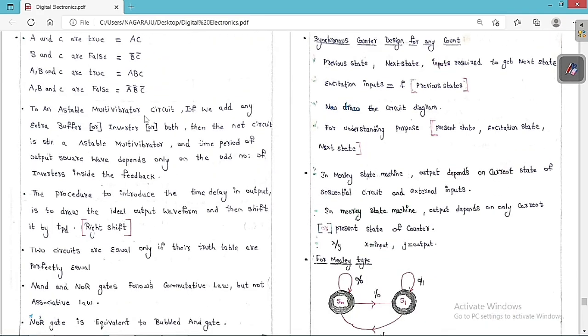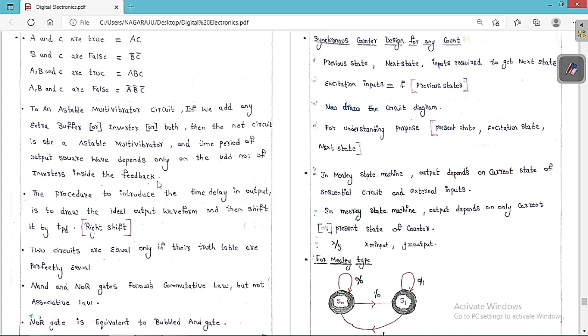In an astable multivibrator circuit, if we add any extra buffer or inverter or both, then the net circuit is still an astable multivibrator, and the time period of the output square waveform depends only on the odd number of inverters inside the feedback. I already told you this. So this is a very important point that you always have to keep in your mind.